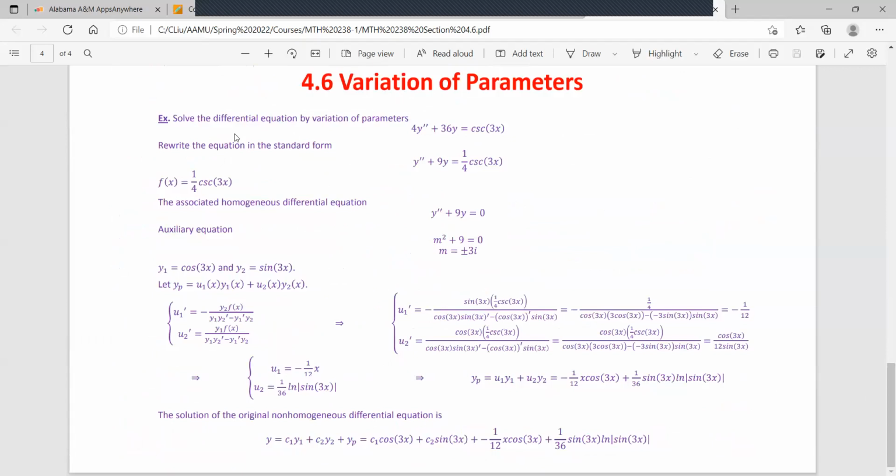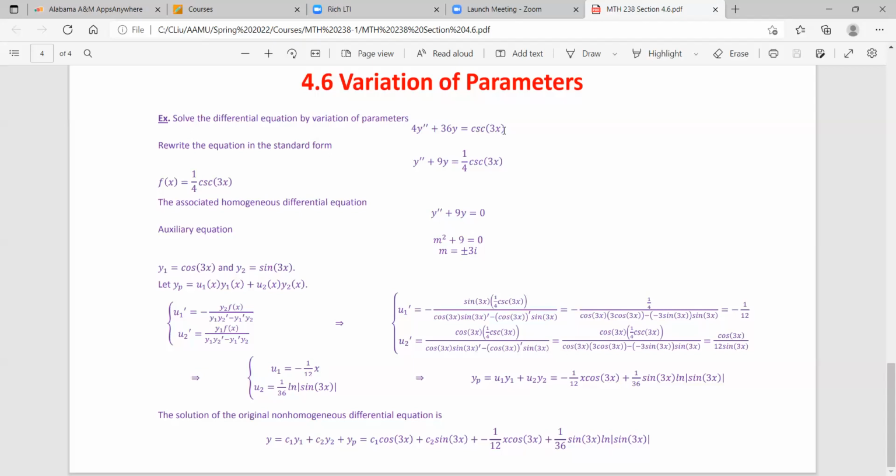So this time we need to solve the differential equation 4y'' + 36y = csc 3x. Again, the right hand side of the equation is a trig function other than sine or cosine. So you cannot use the method of undetermined coefficients, at least directly. So why don't we just try variation of parameters?